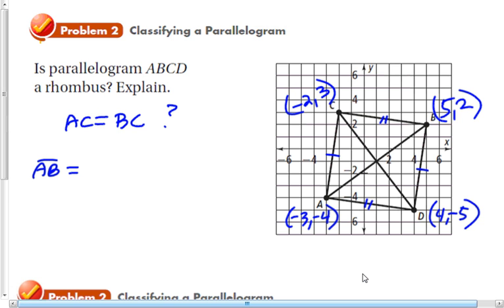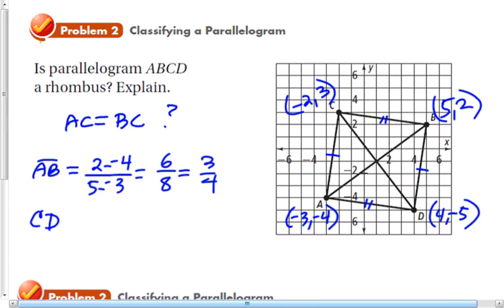All right, so the slope of AB, we need to subtract the y coordinates of A and B, and that would be the 2 and the -4. And then we subtract the x-coordinates the same way, and that'd be 5 minus negative 3. And when I do that, I get 6 over 8, which simplifies to 3/4. All right, so now I'm going to check CD, the other diagonal, and see what that slope is. So I'm going to subtract the y-coordinates, and I get negative 5 minus 3. Then I'm going to subtract the x-coordinates.